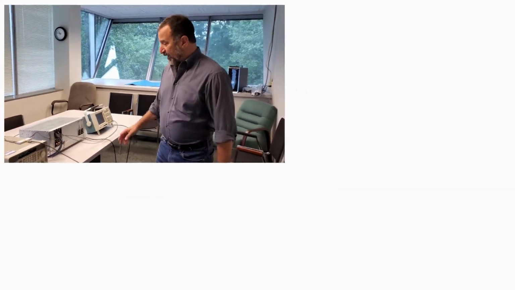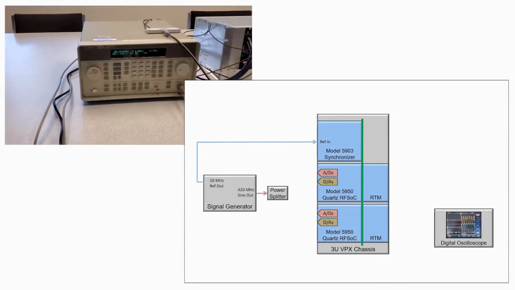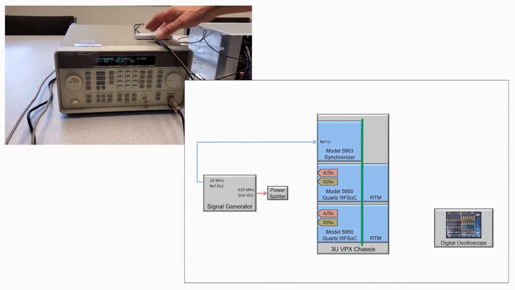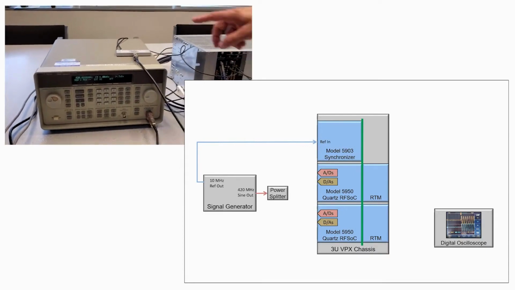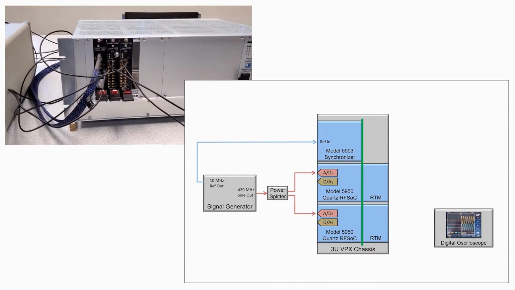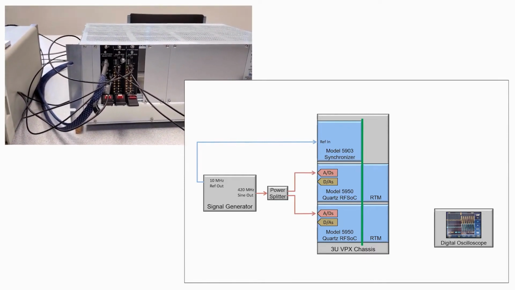Hi, this is the setup that we're going to use to demonstrate the Model 5950 synchronization between two boards using the Model 5903 synchronizer board. I've got a signal generator generating a 420 megahertz continuous sine wave output through a power splitter, and the output of the power splitter is driving channel 1 of each of the 5950s. That'll be used for the ADC synchronization demonstration.